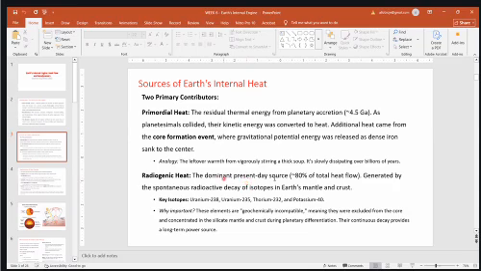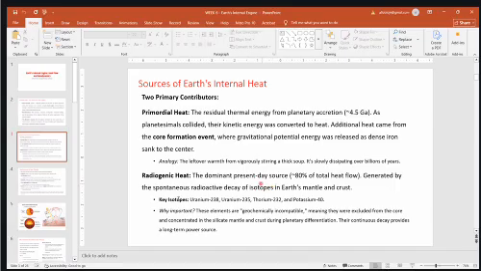The dominant present source of this kind of heat, the heat that we see now, present day, is about 80% of the total heat flow. So the heat that's generated these days, not from the core, not from the mantle, is the radiogenic heat. It's generated by the spontaneous radioactive decay of isotopes in Earth's mantle and crust, not by motion as in primordial, but decay, disintegration.